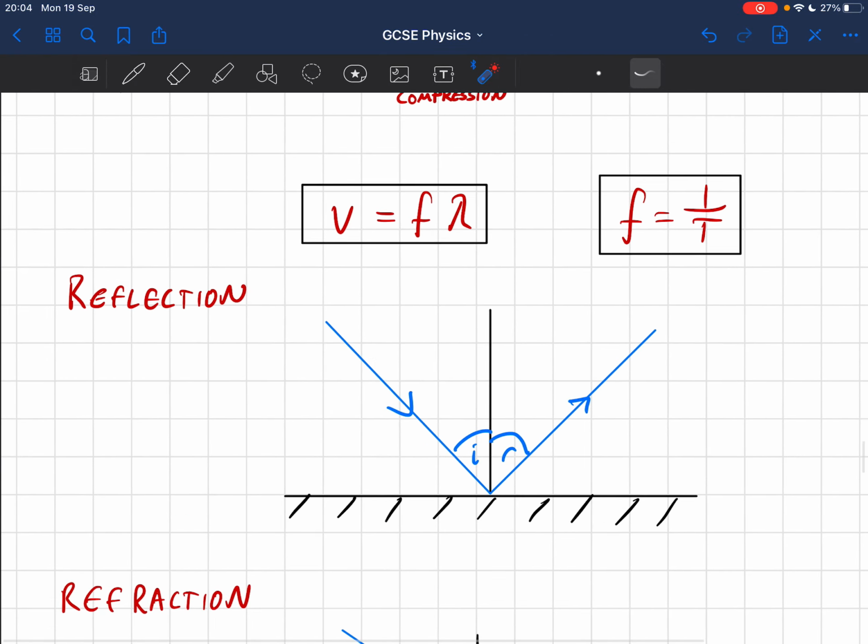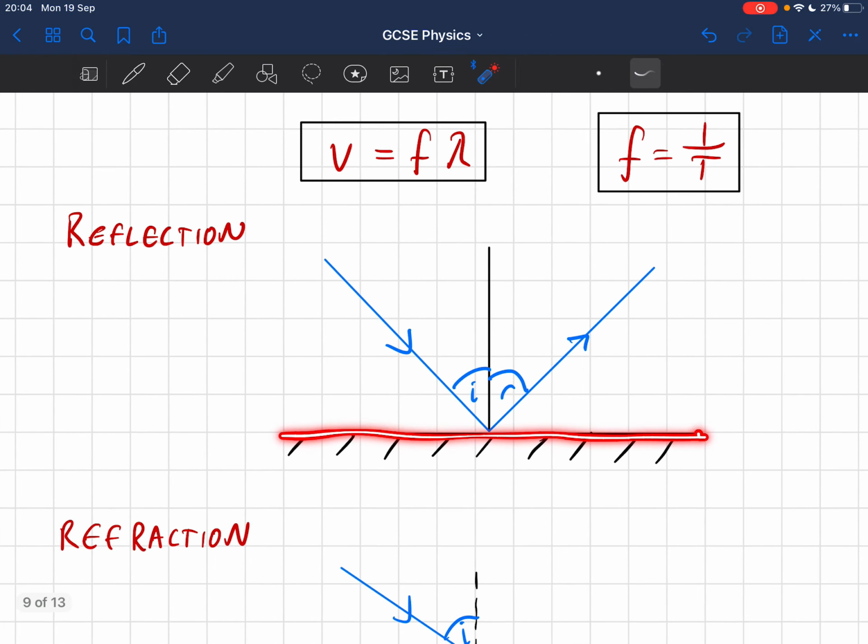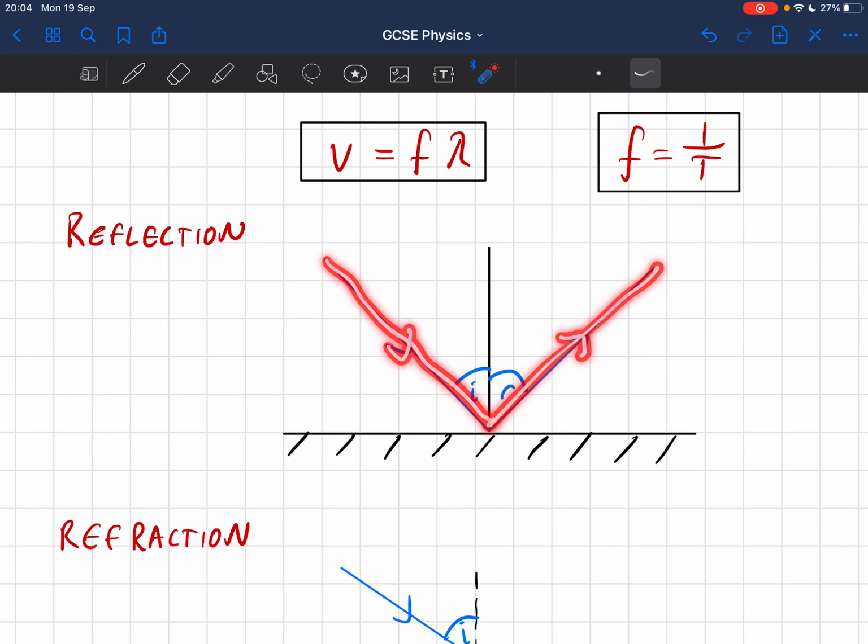Reflection. At a mirror or a barrier, an incident ray, pictured here, will reflect at the same angle. So the angle of incidence, which is the angle it makes with this line here, which we call the normal, is equal to the angle of reflection. So I equals R in reflection.